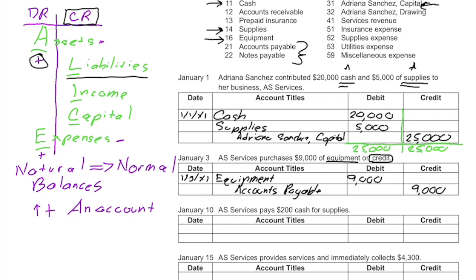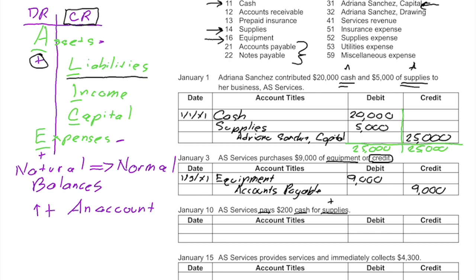The business pays $200 cash for supplies. So I evaluate what we're doing. We've gone into a store and we've gone ahead and purchased some of our supplies. Maybe it's paper. They've given us some paper, and we're giving them $200 in cash. So I know that my accounts affected are cash and supplies. Now what's happening with these? When we evaluated it, we said they gave us $200 in paper.